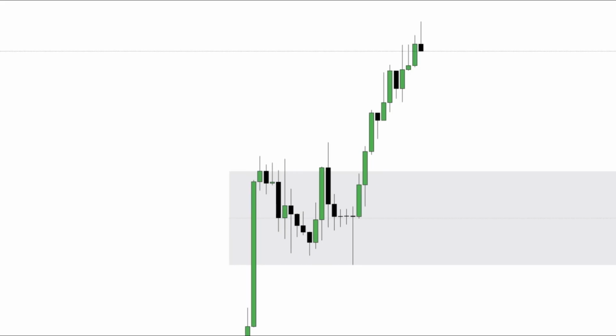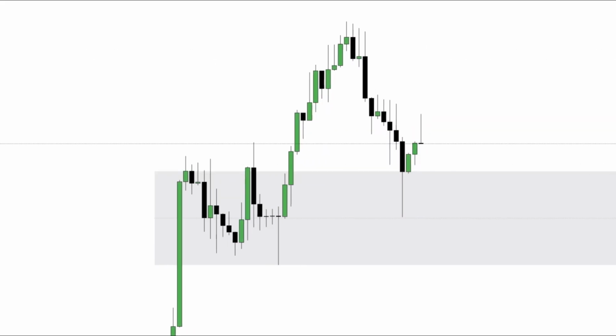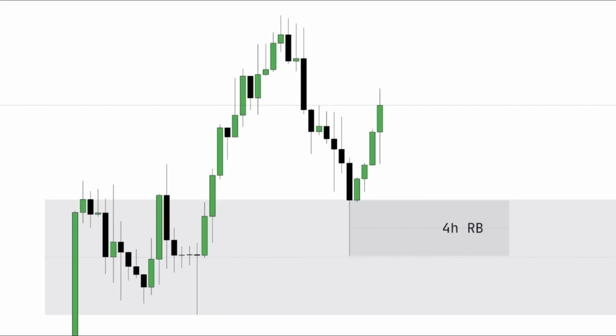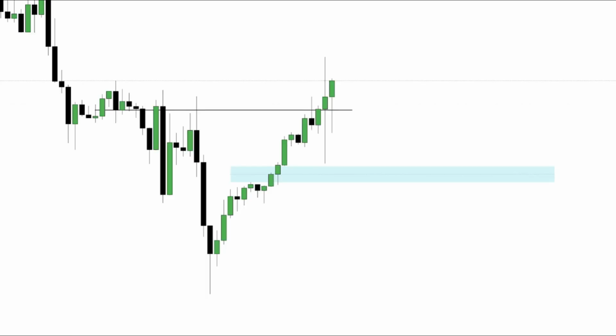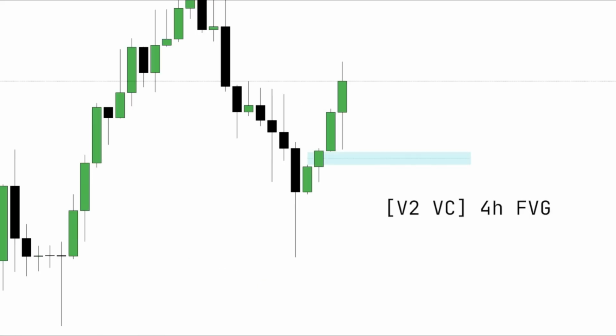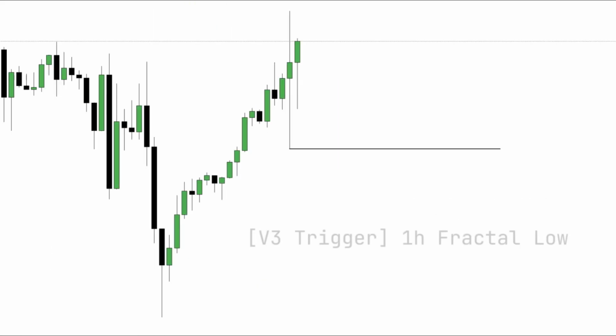Next, we need to get a test of the one-day order block and volume confirmation on the 4-hour chart. As in the first example, the volume was confirmed by all three methods: rejection block, fair value gap, and order block zone. If we look at the 1-hour chart, we see that near the 4-hour fair value gap, a fractal low has formed, which can play the role of a trigger. V1 volume confirmation is the one-day order block. V2 volume confirmation is the 4-hour fair value gap, and V3 trigger is the 1-hour fractal low.